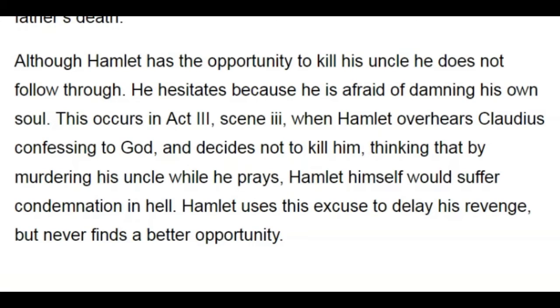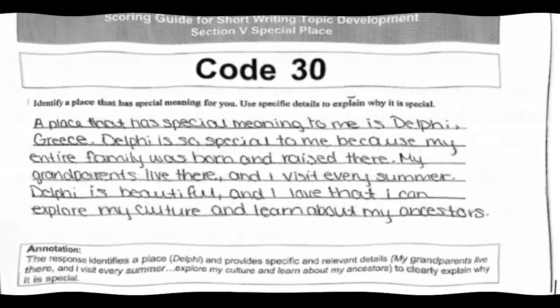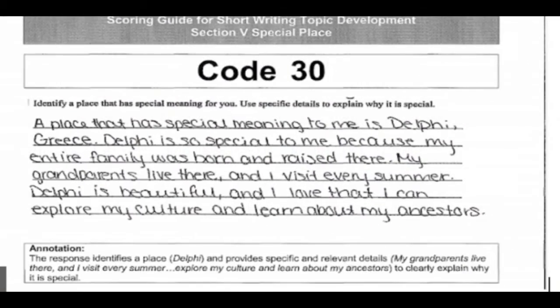Now, in each one, we want to restate the opinion. So in this case, it's going to read, Hamlet uses this excuse to delay his revenge, referring back to the actual question, but never finds a better opportunity. In the OSSLT example, the last sentence reads, Delphi is beautiful, and I love that I can explore my culture and learn about my ancestors. So restating the opinion, but also giving some greater significance about learning about culture and ancestry.